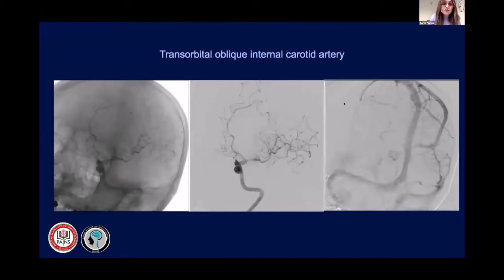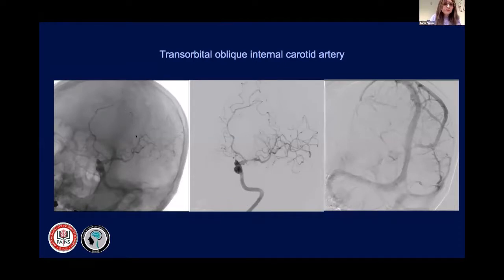Now, this is another type of view, which is the oblique view. We do not take the oblique view in normal angiograms, but sometimes when we see an aneurysm and we want to enhance and magnify it, then we take the transorbital oblique internal carotid artery. So this can be magnified. If you don't want to magnify it, it doesn't matter. But you see that this is the orbit. So it is showing this aneurysm very, very clearly. In the oblique, we do the angulation of the tube from 35 to 45.